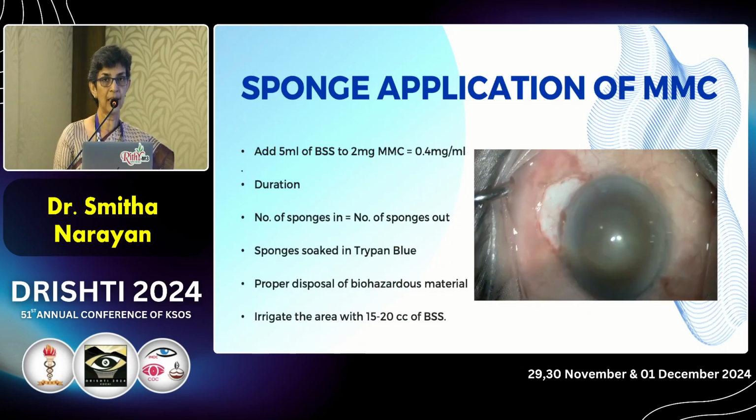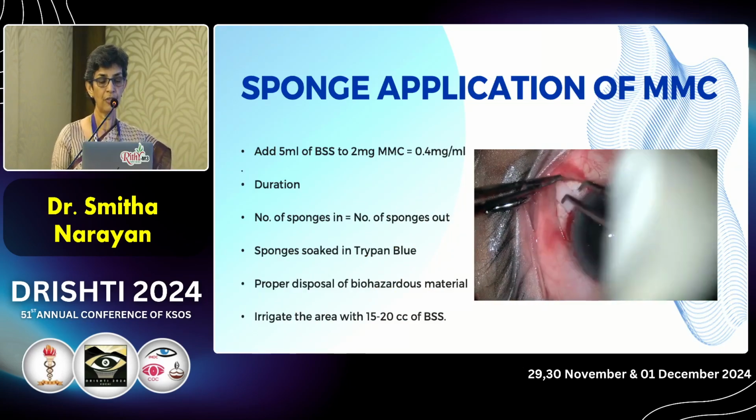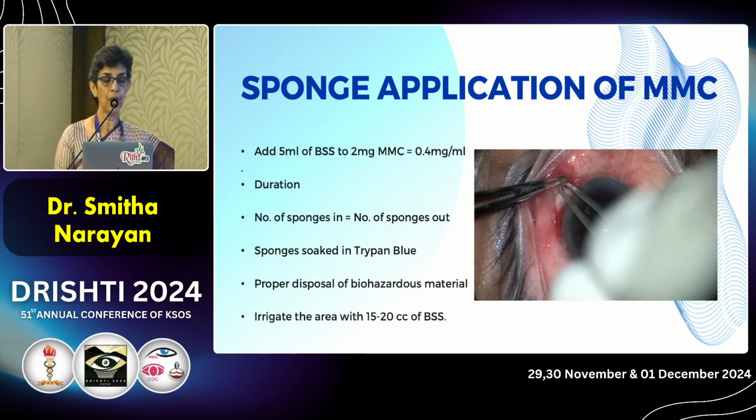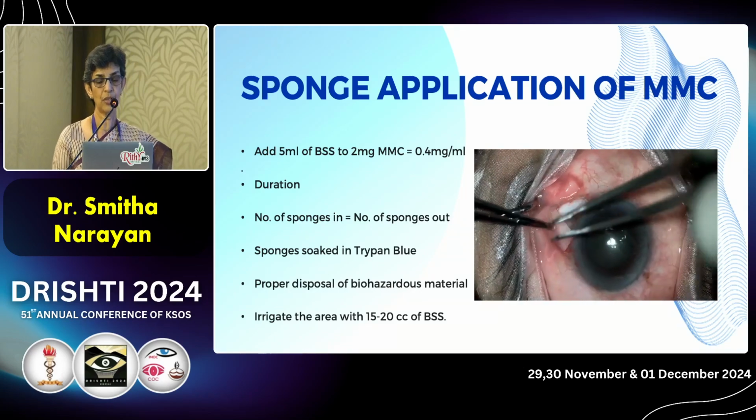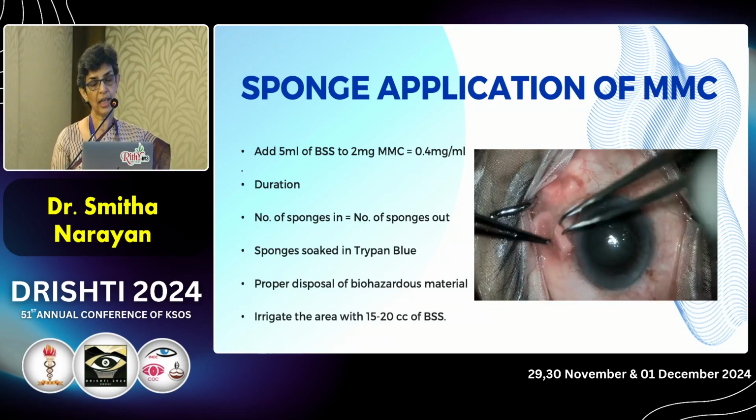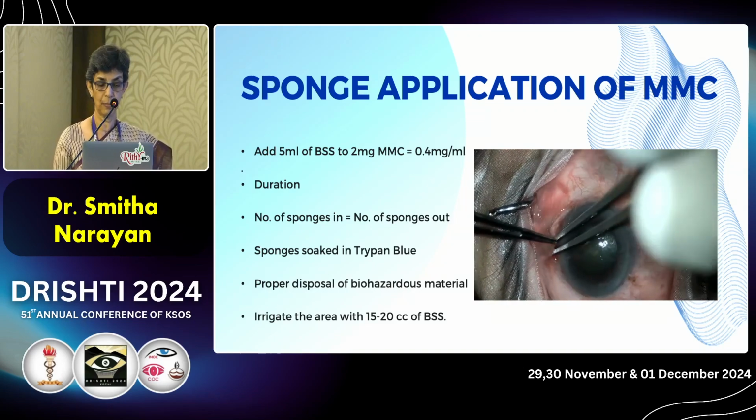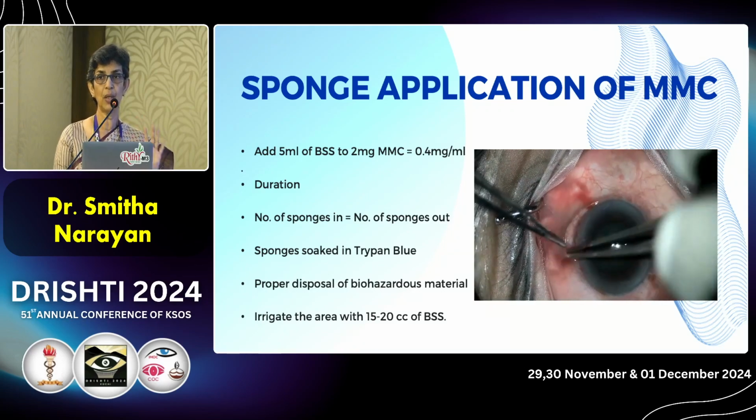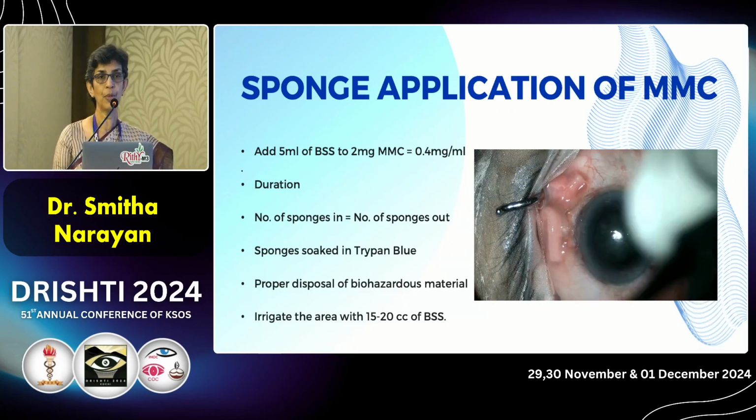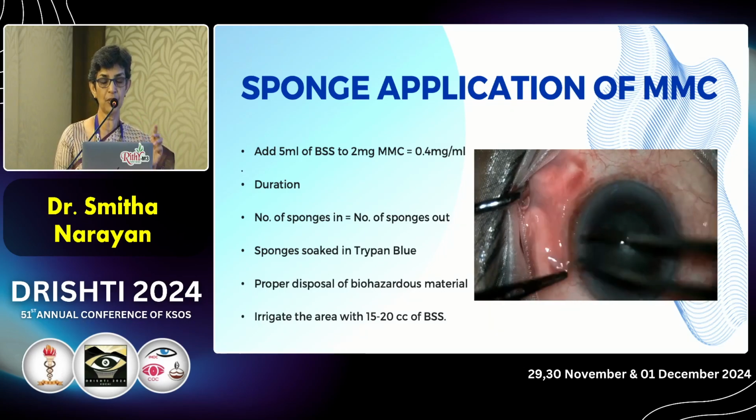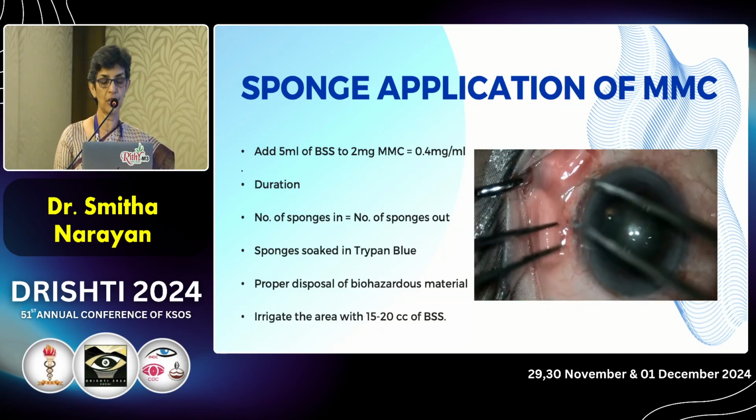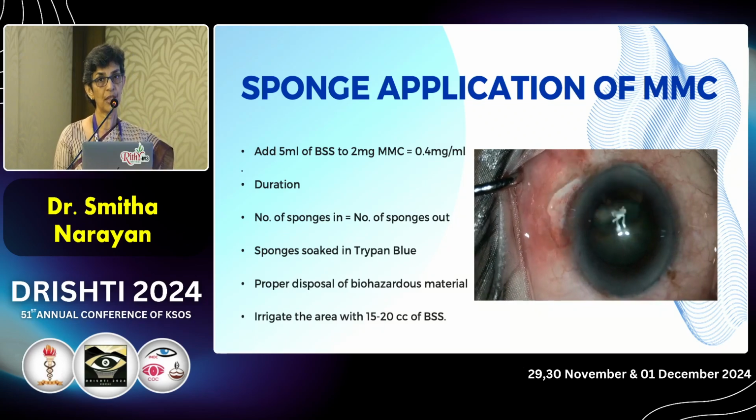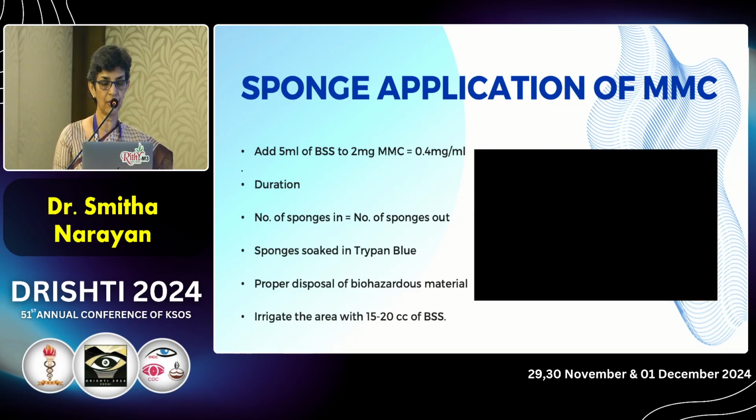In cases where you want to apply the sponge, after making the peritomy, you can use sponges dipped in the required concentration of mitomycin C and again kept for the required duration, about 2 to 3 minutes. It is very important that the number of sponges that you put inside should be equal to the number of sponges you take out, because you don't want to retain small fragments of sponges or the sponge itself to cause scleral melting. The sponges can also be soaked in trypan blue for easier retrieval, and since they are biohazardous waste, you should take proper precautions to dispose of them.